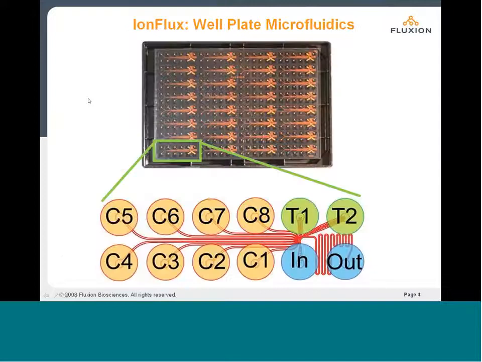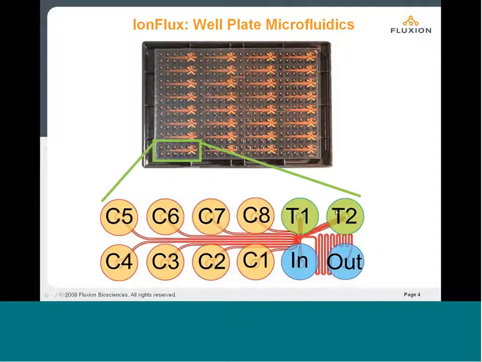So the IonFlux well plate from the top looks like a standard SBS format plate. It looks like a 96 well plate for the IonFlux 16 or a 384 well plate for the IonFlux HT. What makes these different is the fact that we have microfluidic devices on the bottom. And so each experimental pattern occupies 12 wells of the plate. And what is contained within the experimental pattern would be two recordings.